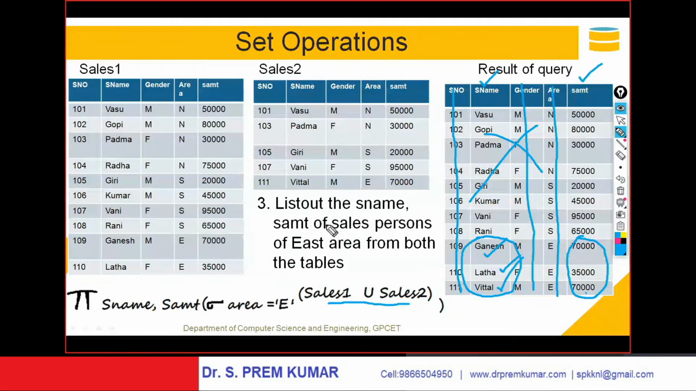You observe here, select names and sales amounts. He is asking you to select name and sales amount from salespersons of East area, from both the tables. And hence I am using the union operation, S1 union S2. I am clubbing these two, and from the resultant rows I am picking up only area equals East. And from that I am projecting only names and sales amounts. This is what I am doing. Please go through it.